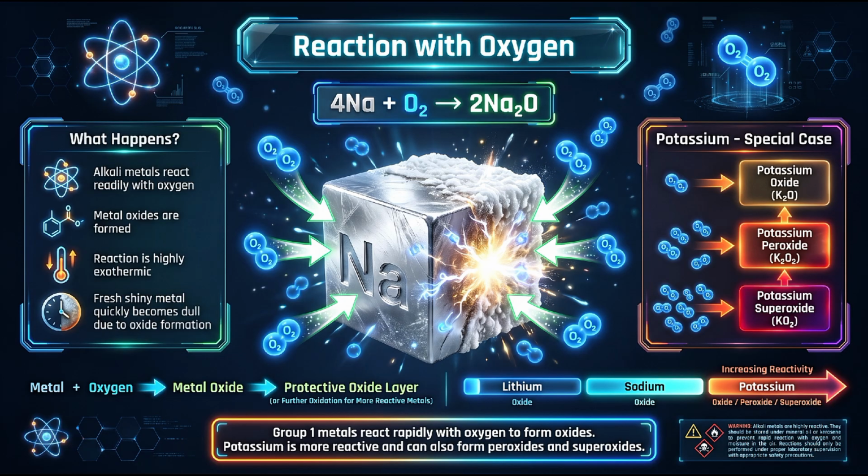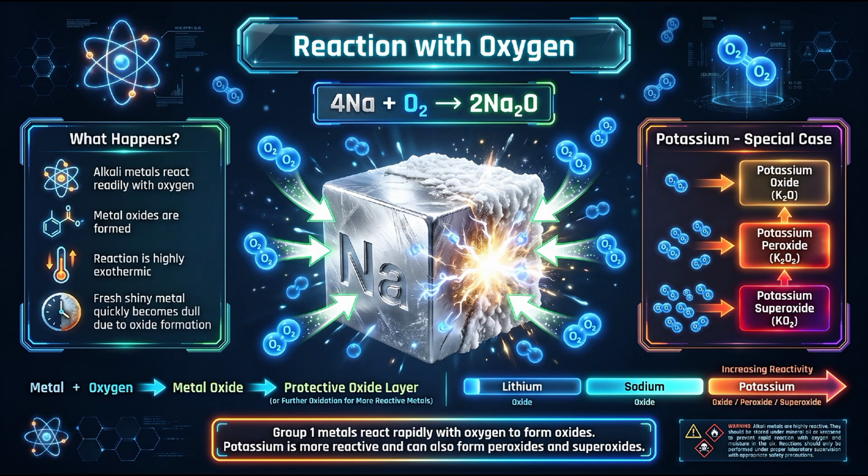The metal oxides produced are basic oxides because they react with water to produce alkaline hydroxide solutions. For example, Na2O + H2O → 2NaOH. This reaction produces sodium hydroxide, a strong alkali. Similarly, lithium oxide forms lithium hydroxide, and potassium oxide forms potassium hydroxide. This basic nature of the oxides is another characteristic property of alkali metals.